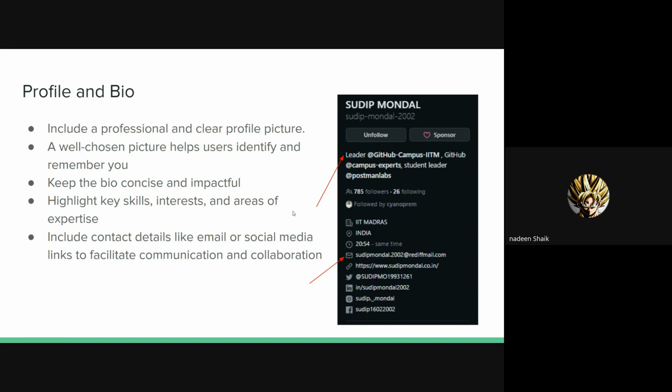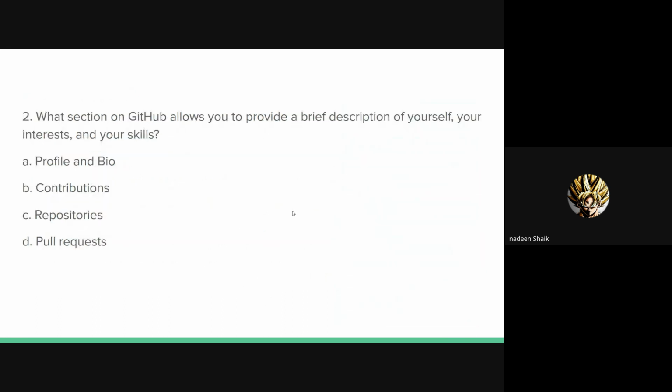Moving to the other section, we have a quiz here. What section on GitHub allows you to provide a brief description of yourself, your interests and your skills? The options are the profile bio, the contribution, the repositories, and the pull request.